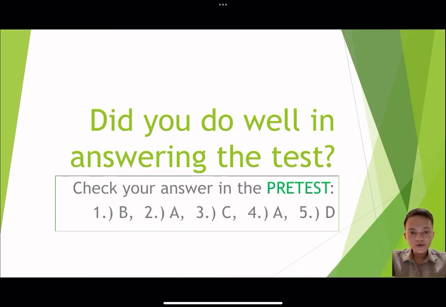So, the answer in number 1 is letter B. The answer in number 2 is letter A. Number 3 is letter C. Number 4 is letter A. And number 5 is letter D.